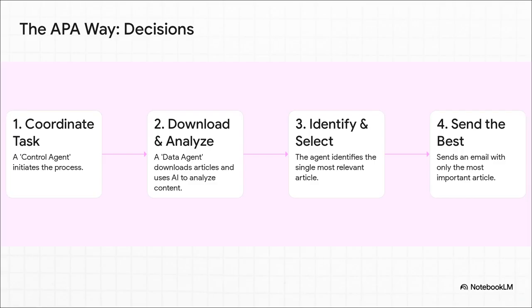Now, check out the APA approach. This is a total game changer. Here, different software agents work together as a team. One agent downloads the articles, but then another uses AI to analyze the content. It can understand what the articles are about, identify the single most relevant one, and send you an email with just that. It doesn't just do the task, it delivers a refined, valuable outcome.